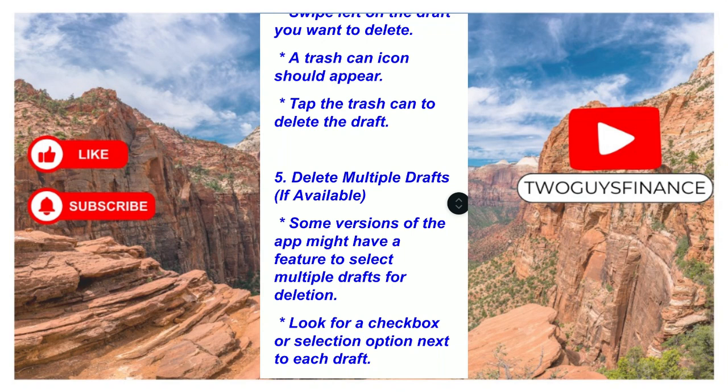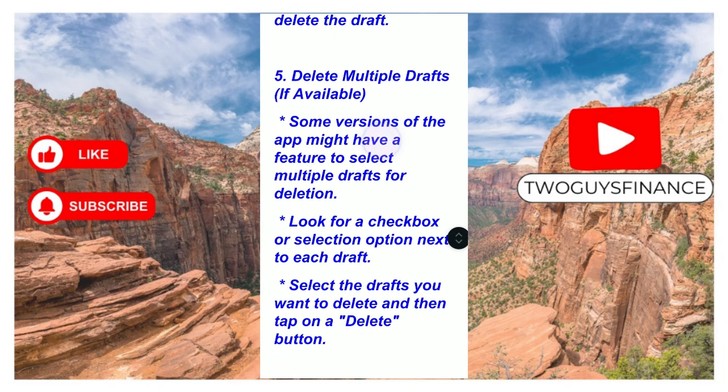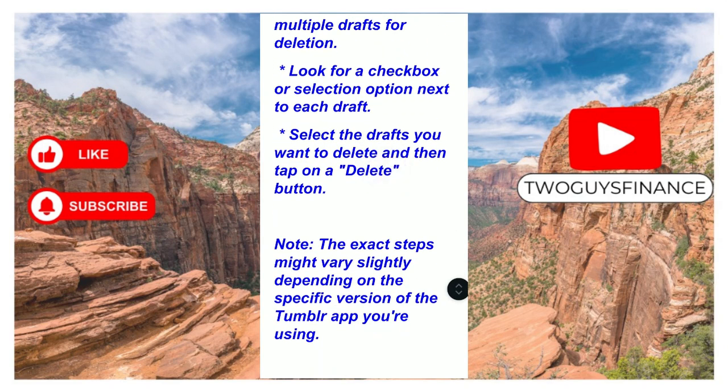Now, if you want to delete multiple drafts, this may or may not be available depending on the version you're using. You might have the option, like I said, depending on the version you're using. So what you do is look for a checkbox or selection option next to each draft. Then select all the drafts you want to delete and tap on the delete button. It's as simple as that. That is how to delete drafts in Tumblr using a mobile phone.